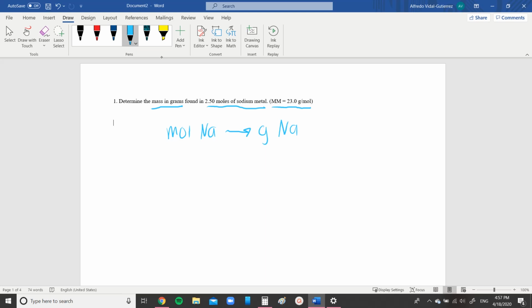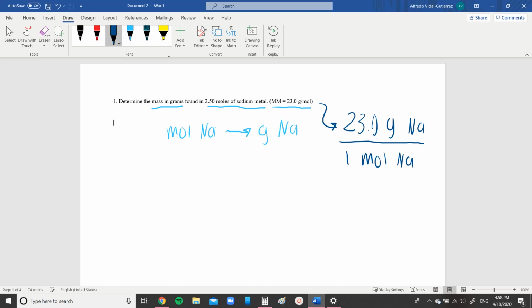Now, I typically rewrite all of my molar masses in a certain way, so I'm just going to show you guys how to rewrite that. I'm going to put the mass up top, 23.0 grams specifically of sodium, that's Na, and I put that over 1 mole of sodium. So what this is saying is for every 23 grams of sodium that I have, I should end up having 1 mole of sodium. That's what this molar mass represents.